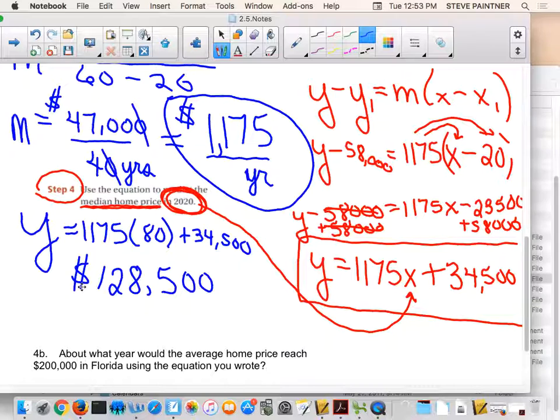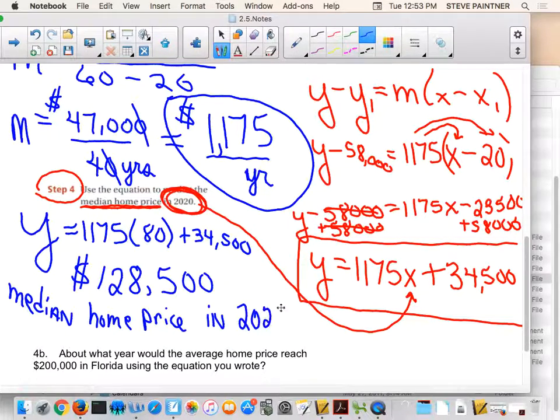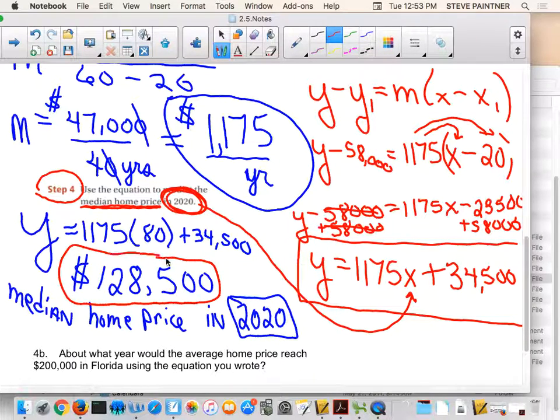Okay. I'm going to write this below it. Median home price. What year? In 2020. So this is actually, that's not the answer. The answer was this one right here. Okay?